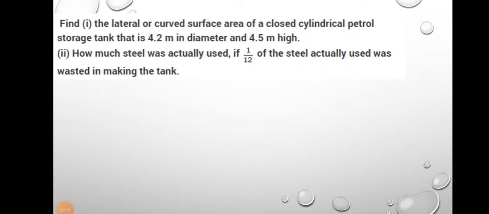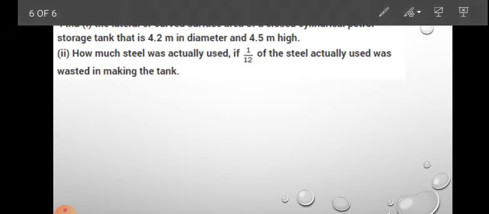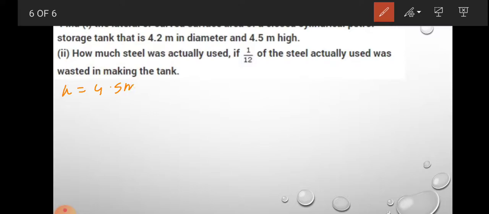Find the lateral or curved surface area of a closed cylindrical petrol storage tank that is 4.2 meter in diameter and 4.5 meter high. How much steel was actually used if 1/12 of the steel actually used was wasted in making the tank? Now height is 4.5 meter. Radius is equal to half of diameter, and diameter is 4.2, so it is 2.1 meter.